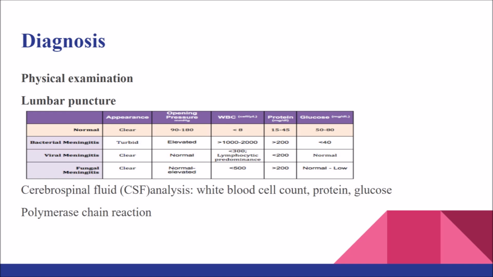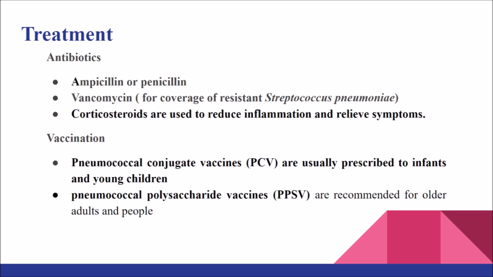Diagnosis is based on physical examinations, cerebrospinal fluid analysis, where they can find white blood cell count, protein, glucose, and also polymerase chain reaction. Treatments include the antibiotics ampicillin or penicillin, and vancomycin for coverage of resistant Streptococcus pneumoniae. Corticosteroids are used to reduce inflammation and relieve symptoms.